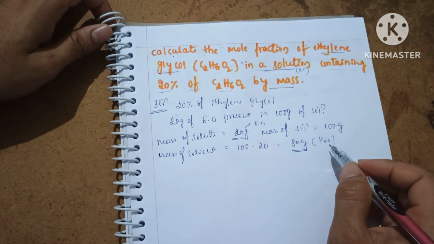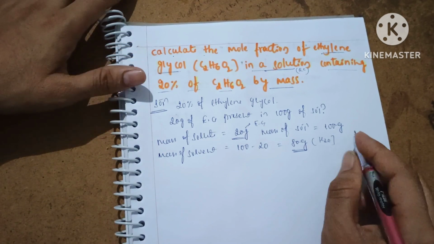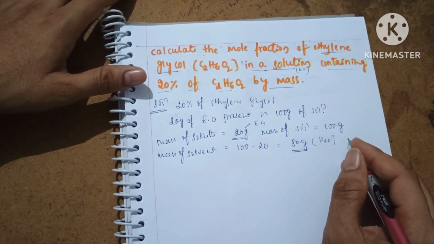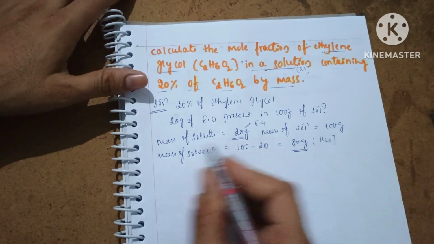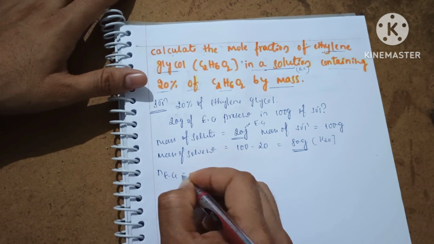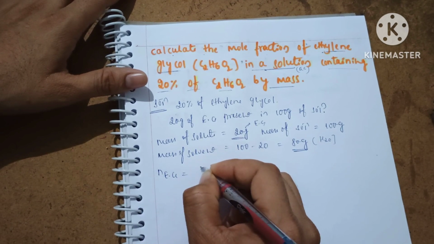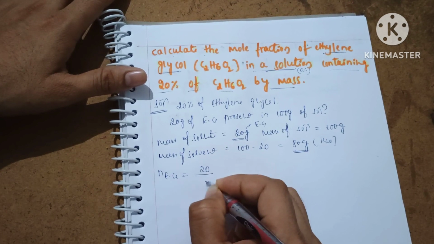Okay, now we have to calculate the mole fraction of ethylene glycol, and as we all know, before calculating the mole fraction, first we have to calculate the number of moles. So for that reason, first I will calculate the number of moles of ethylene glycol, which is equal to given mass by molar mass. Given mass is 20 gram.